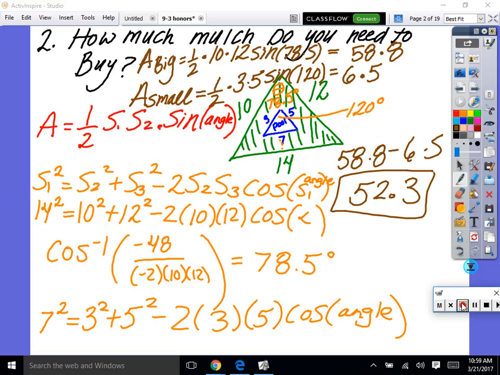So the area of my big triangle came out to be that. My area of my small triangle came out to be that. Because you have to do area is equal to 1/2 times side 1, which is 10, times side 2, which is 12, times sine of the angle that's in between. Then your small one would be, did you get 120 degrees for your angle? Okay, awesome. Your area would be 1/2 times 3 times 5 times sine of 120.